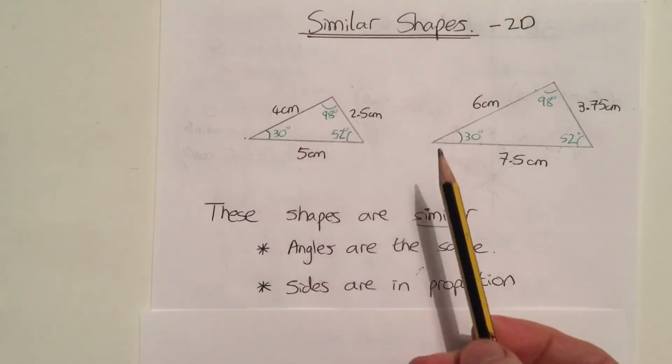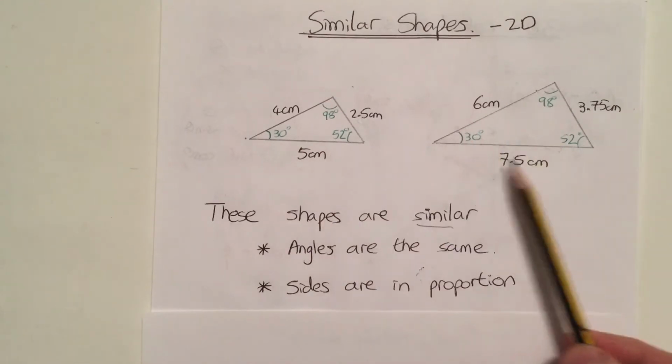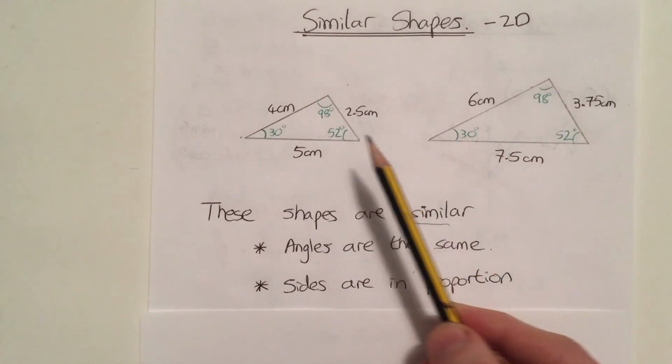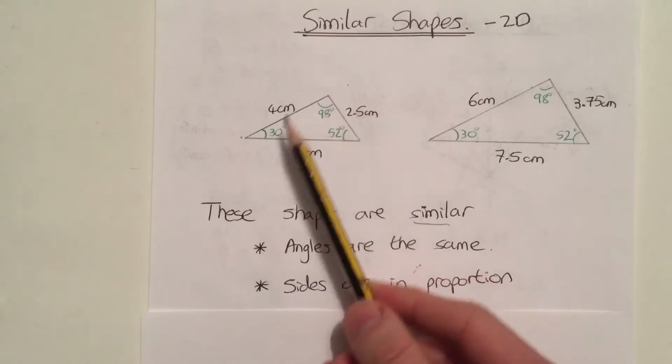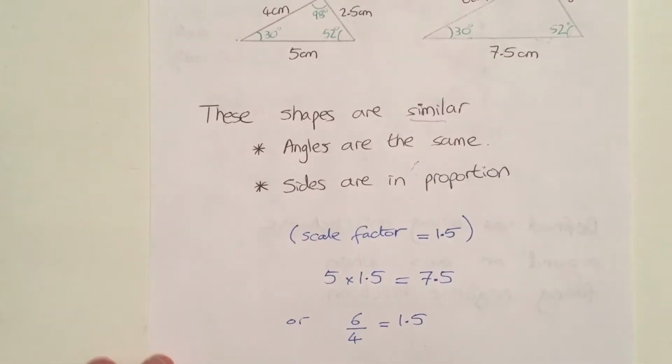So we can see here all the angles are the same, and if we look at the sides, I can see that all of the sides here are 1.5 times bigger than all of the sides over here. And I could work that out in a number of different ways.